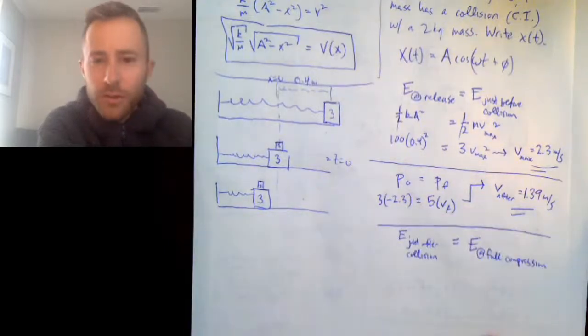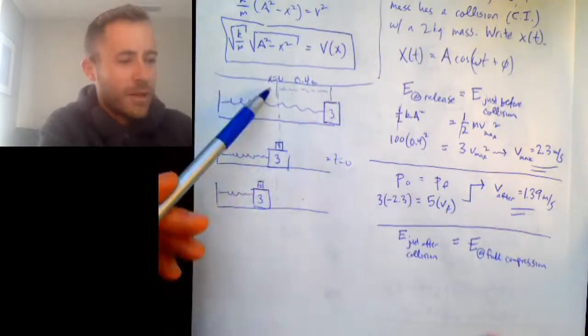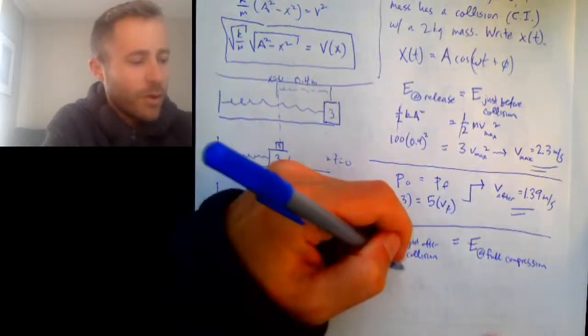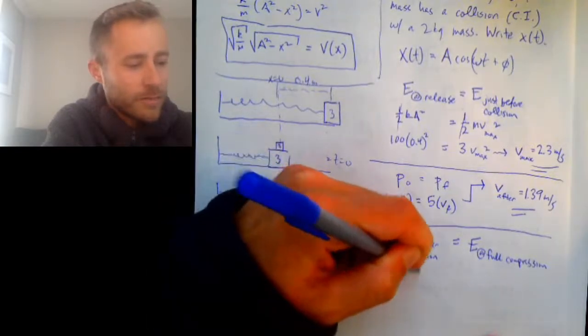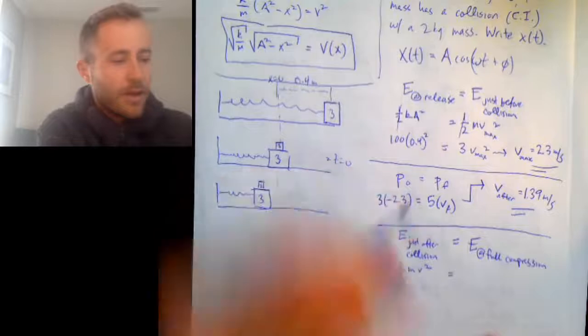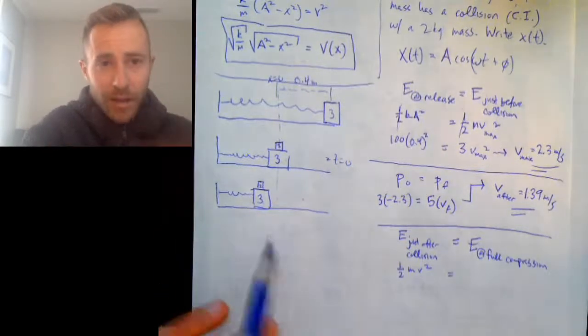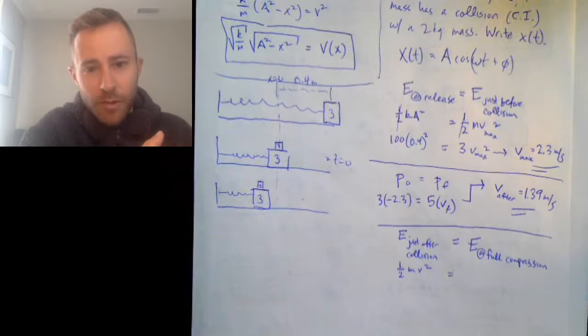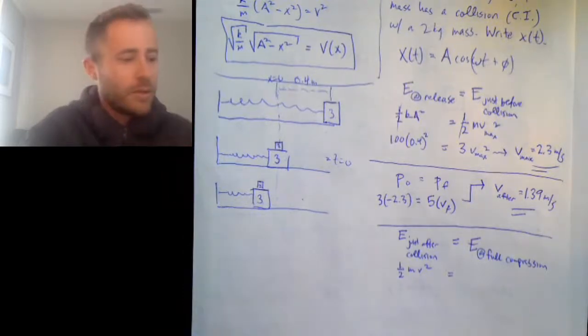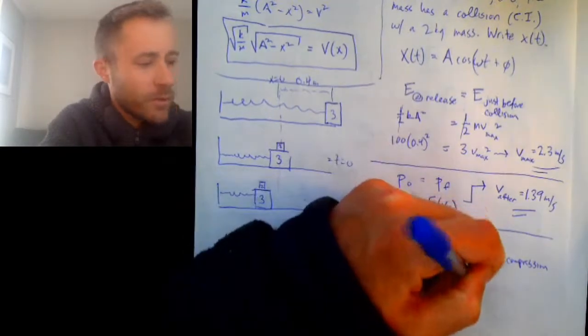So just after collision, because the collision happened at x equals 0, we have only kinetic energy. And at full compression, the pair of masses is not moving anymore. So we have all elastic potential at full compression.